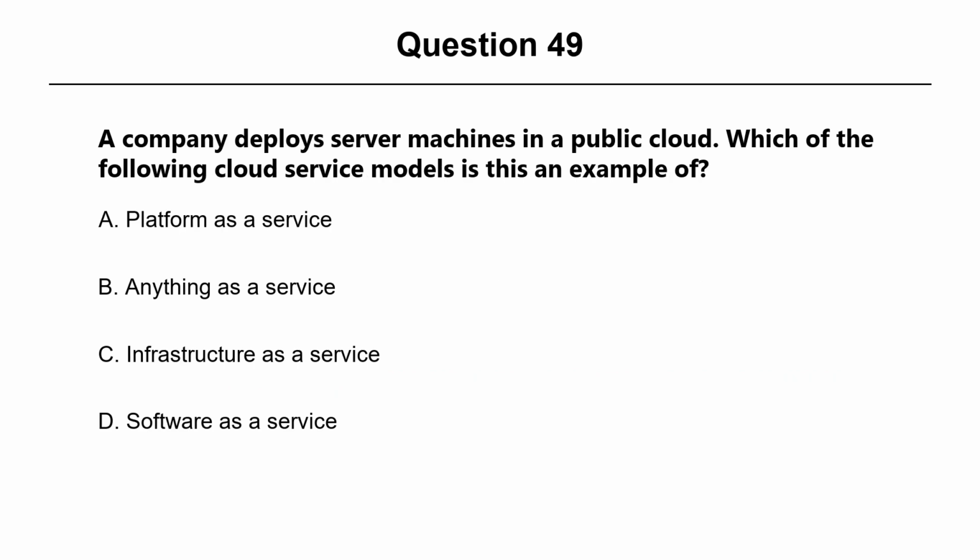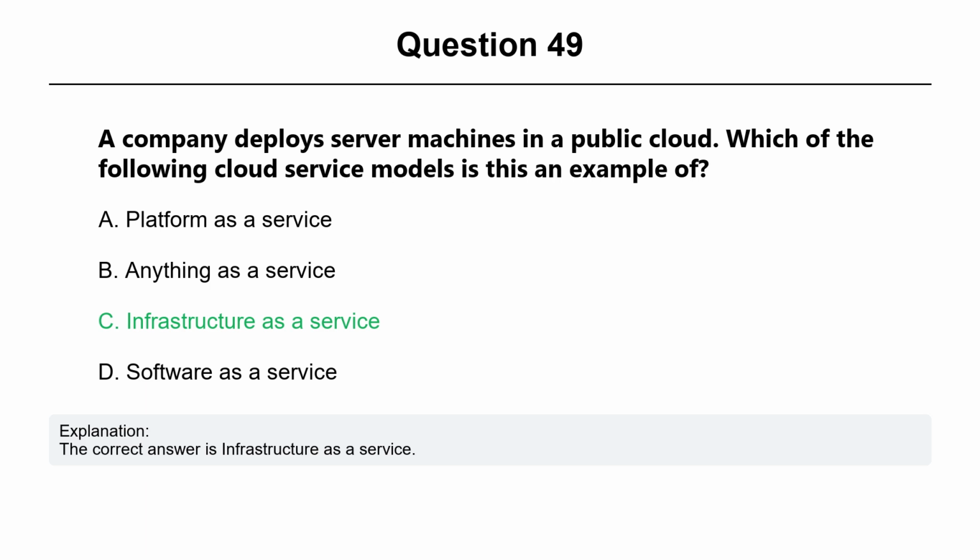Question 49. A company deploys server machines in a public cloud. Which of the following cloud service models is this an example of? Option A, Platform as a Service. Option B, Anything as a Service. Option C, Infrastructure as a Service. Option D, Software as a Service. The correct answer is option C, Infrastructure as a Service.